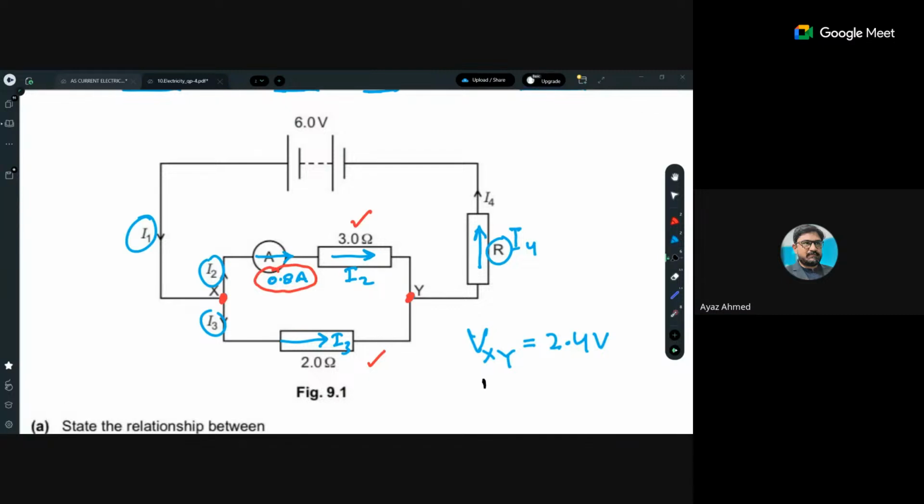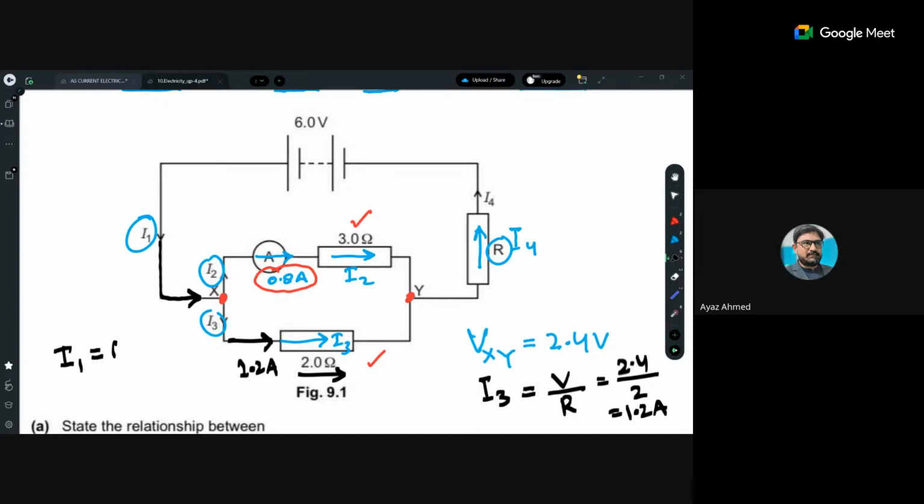Okay, so it means the current in this 2 ohm resistor, I3, will be equal to V divided by R. The potential difference is the same, 2.4, divided by resistance 2, so you will get 1.2 ampere. It means if I2 is 0.8, then I3 is 1.2 ampere. That is why you were asked about this equation: students must know that I1 is equal to 0.8 plus 1.2. So what was the total current? 2.0 ampere.